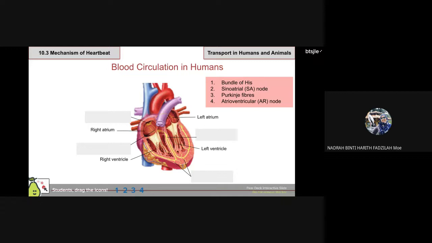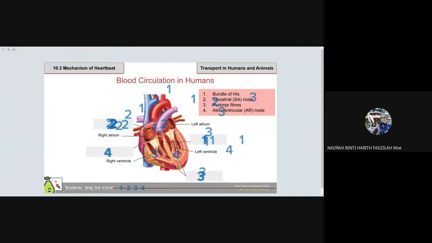If you write SA node and AV node for labeling, it is accepted because it is a commonly known, widely accepted acronym. So kalau labeling kamu tak tulis sinoatrial node, but you only write SA node, boleh, tak ada masalah ya, sebab itu adalah akronim yang standard. Sama juga nanti a few types of hormone pun boleh dibenarkan tulis akronim ya, untuk labeling, untuk tujuan description dan sebagainya.